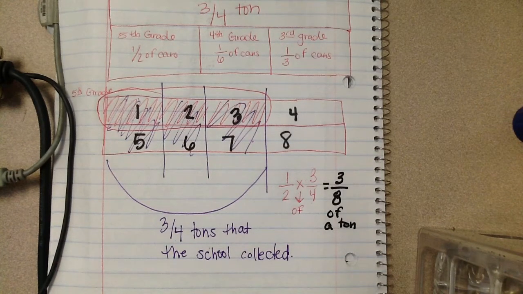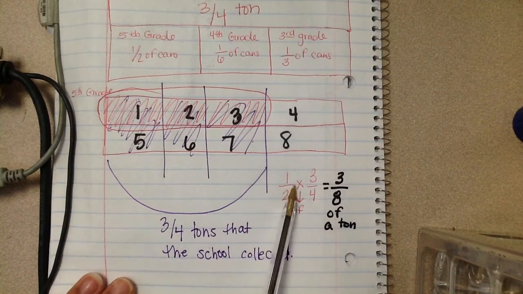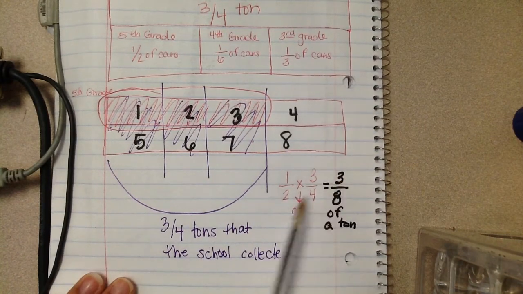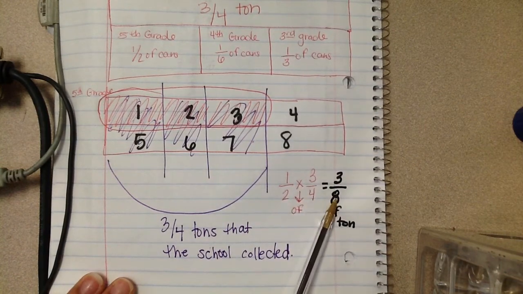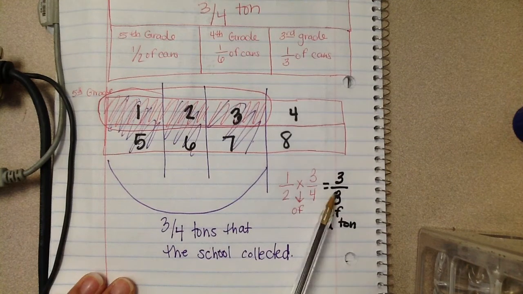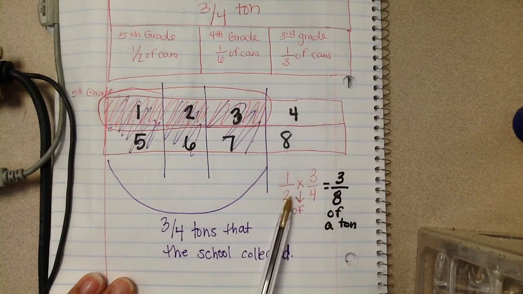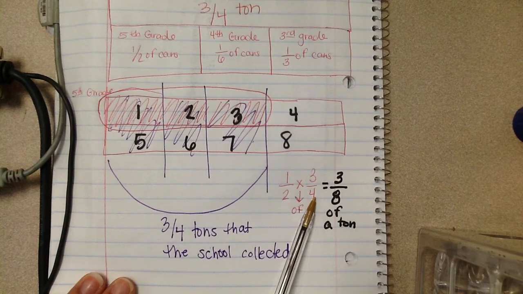Okay, if I want to check that with multiplying, 1 times 3 equals 3, and 2 times 4 equals 8. Because when I multiply fractions, I just multiply numerator times numerator and denominator times denominator.